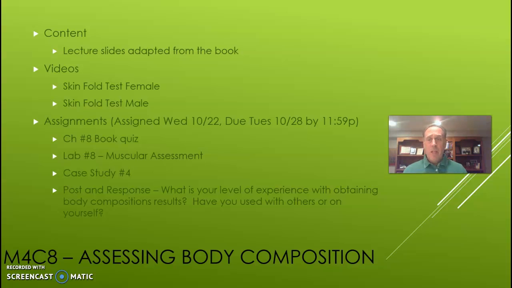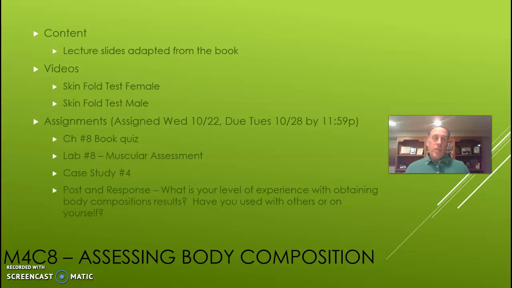For the assignments, you have the Chapter 8 quiz, you have lab number 8, which is on muscular assessment, and case study number 4, so case studies are back on if you remember your alternate weeks of case studies. And then for the post and response: what is your experience obtaining body composition results? Have you used the handheld devices where you hold on to the two handles, bioelectrical impedance? Do you have a Tanita scale at home? Have you used other equipment like we have at Harper? Have you ever done body composition or skin fold calipers, whether on yourself or others?